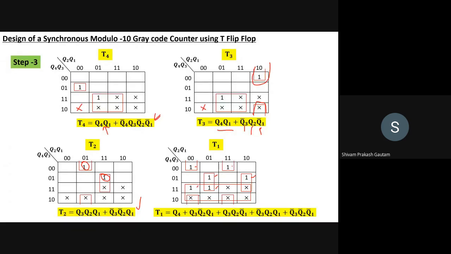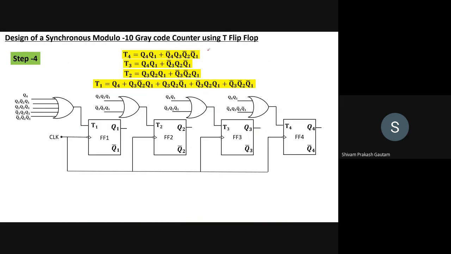So you can group them. You can see first it is a group of octet. So the group of octet will result in Q4, and then we have grouped them in pairs. So you can find out the rest of the equation, right? For T1. So for the equation of T4 we have got, T3 we have got, T2 we have got, and T1 also we have got. So you can see this is T4, T3, T2, and T1.